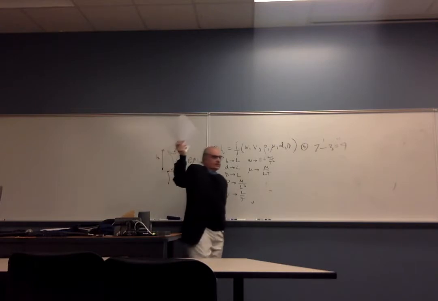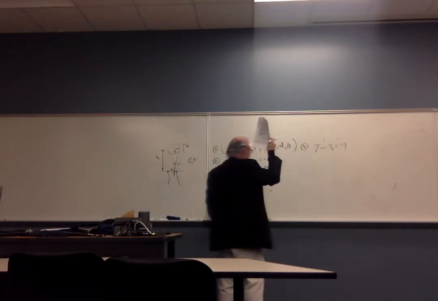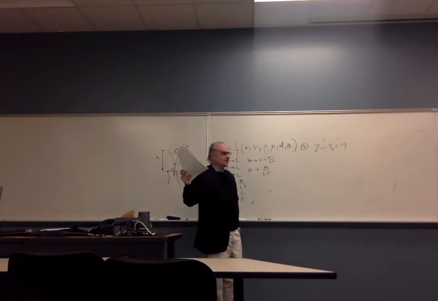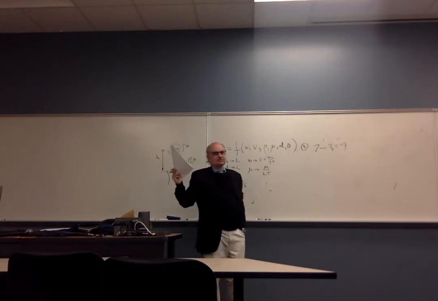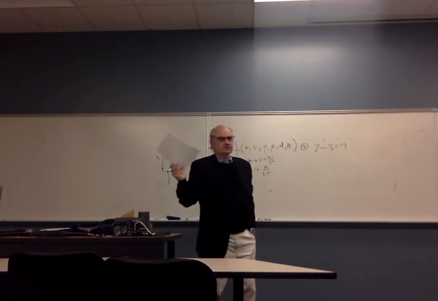What's arbitrary? Like how many units? ML over T squared in the pi group? It doesn't make any difference at all. As long as the pi group has no units, it's irrelevant how many units show up.